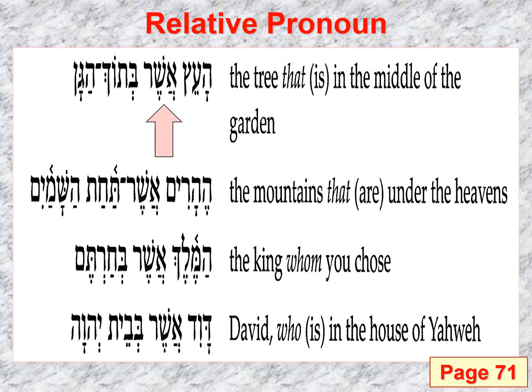How about Hamelech asher bechartem? Bechartem. So let's walk through this. You should know by now Hamelech. I won't go too much into that. Hopefully you see the definite article. And then you see the asher, the relative pronoun.